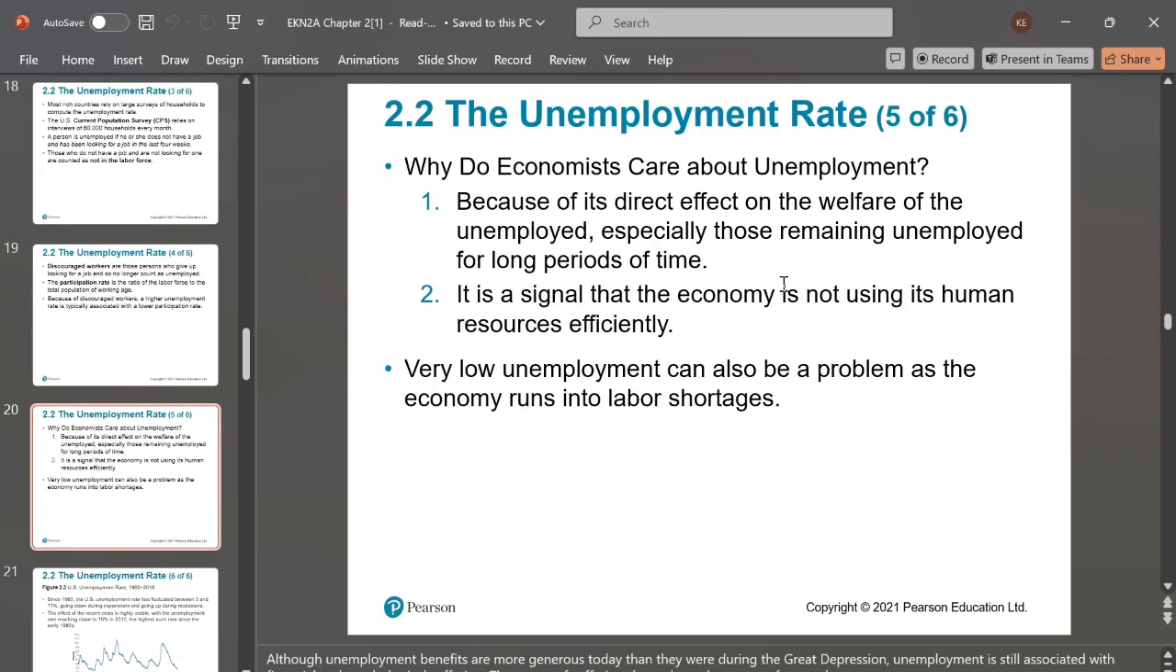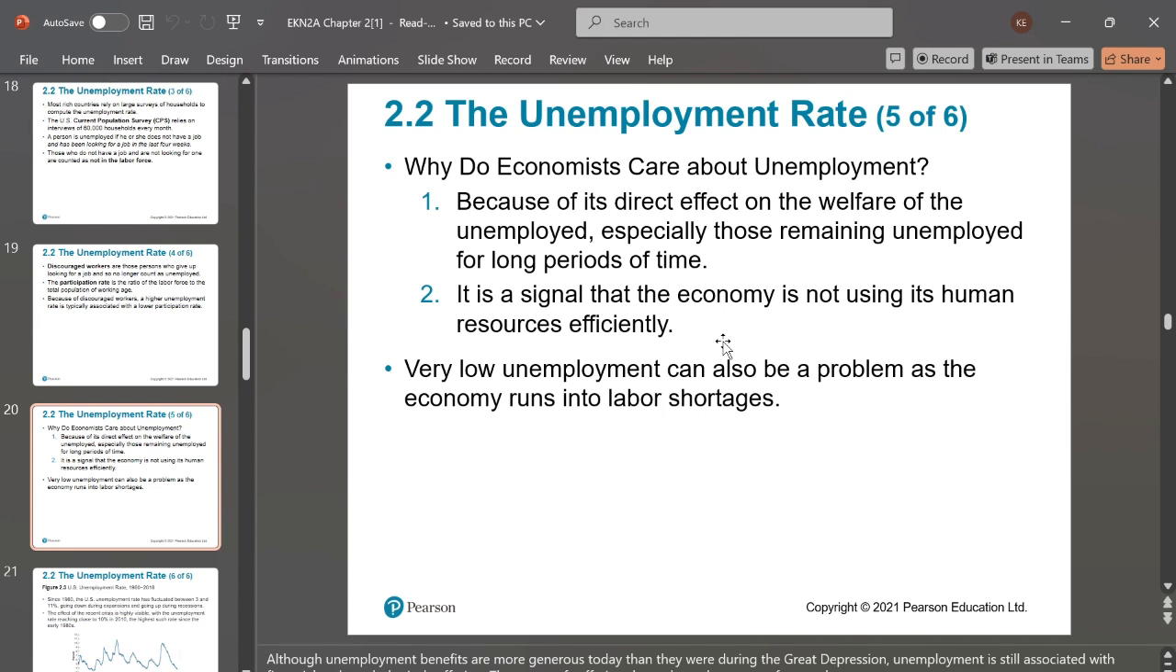Why do economists care about unemployment? Remember back in high school we did factors of production, right? And we say that labor is a factor of production, in that we need labor to produce goods and services in the economy, right? So when we have a high rate of unemployment, it means that we are not using our labor effectively or efficiently. It is a signal that the economy is not using human resources efficiently, right?